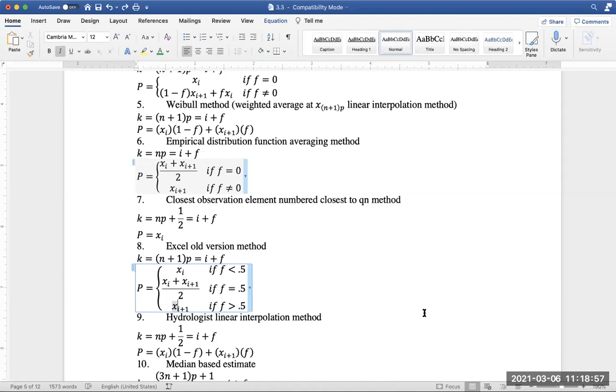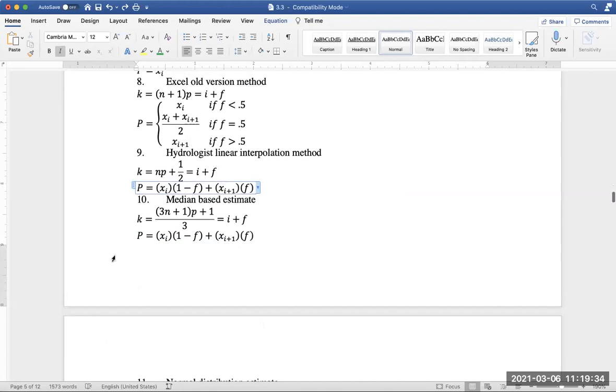So, the hydrologist linear interpolation method. It's going to be the same as this closest observation method, along with interpolation. Let k equal np plus a half. Then the percentile has the following formula. It's just equal to x of I times 1 minus f plus x of I plus 1 times f.